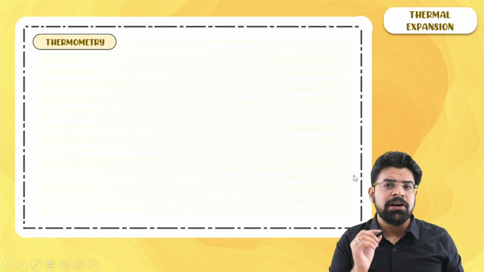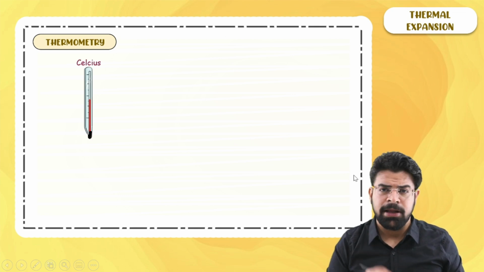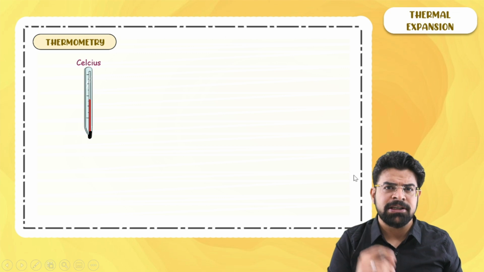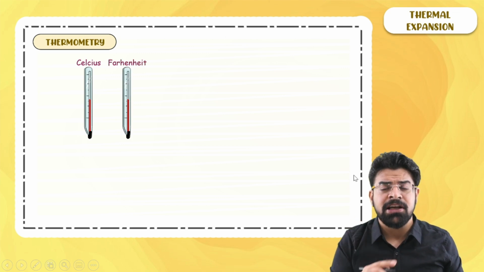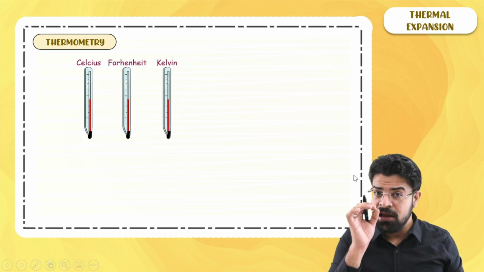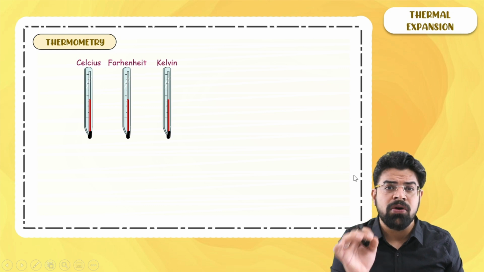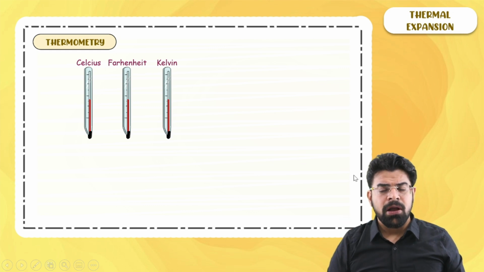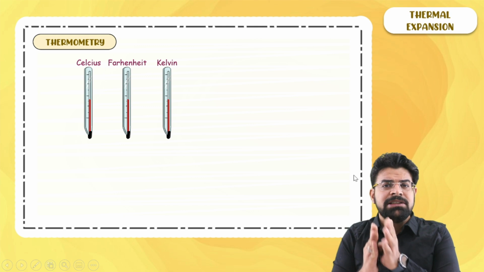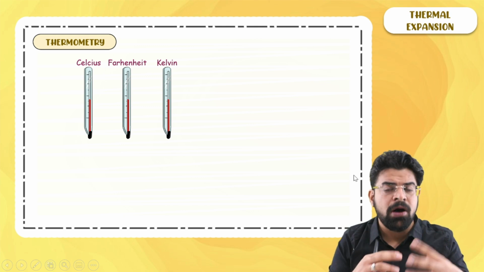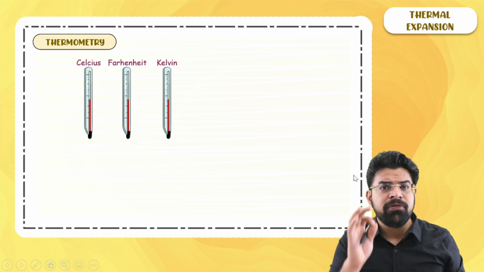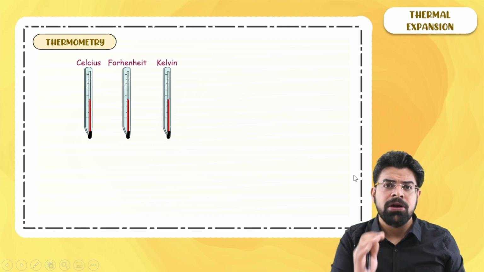We use different types of scales to measure the temperature. We know the degree Celsius scale, then there is the degree Fahrenheit scale, and then there is an absolute temperature scale which is called the Kelvin scale. Now, if temperatures are given on these three scales, how to convert them, how to compare them? So on every scale, we mark up two benchmarks.